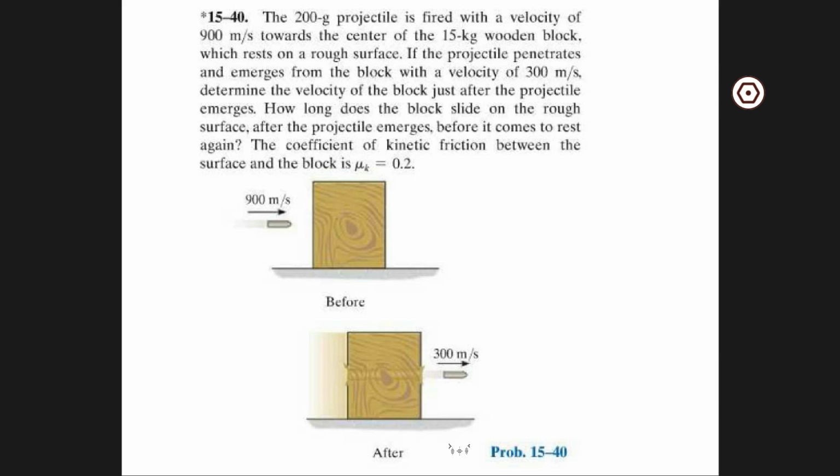A 200-gram projectile is fired with a velocity of 900 towards the center of the 15-kilogram wooden block, which rests on, the hardest part about this is reading this thing, rests on a rough surface, so there is friction. Let's see, if the projectile penetrates and emerges from the block with a velocity, determine the velocity of the block. How long does the block slide on a rough surface after the projectile emerges before it comes to rest again? Coefficient of kinetic friction between the surface and the block is 0.2.